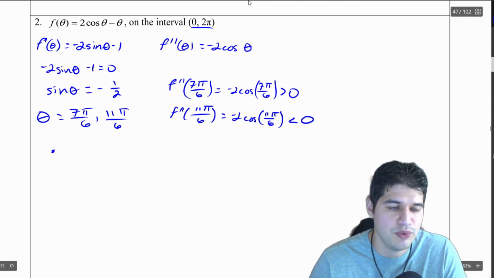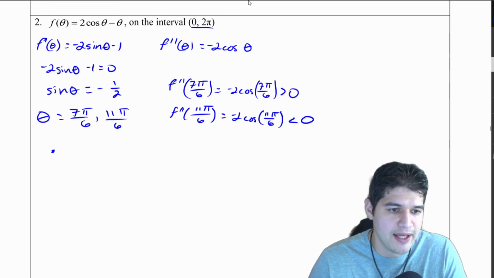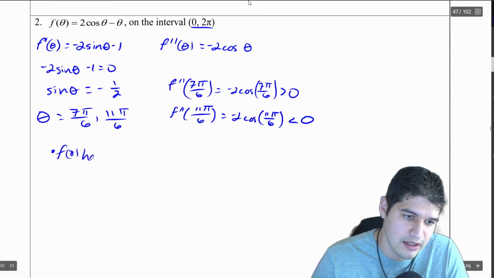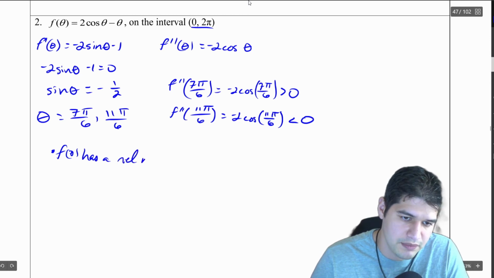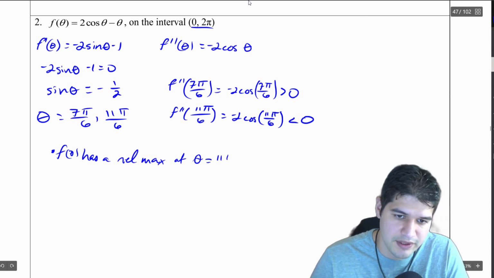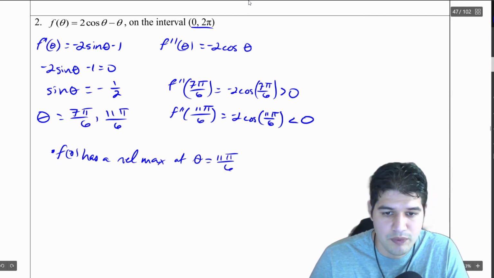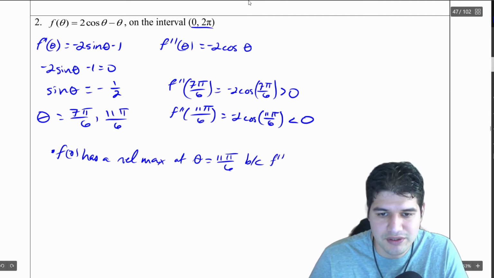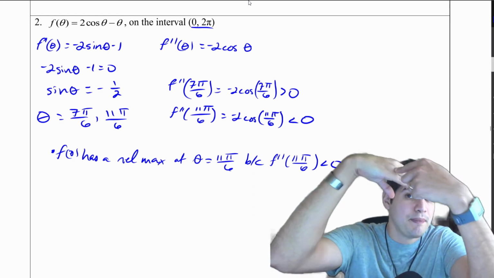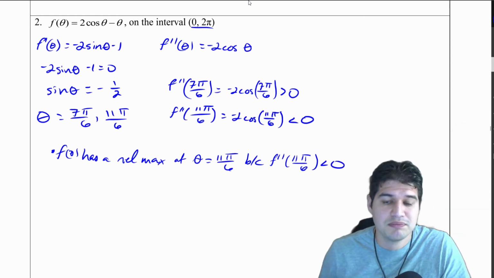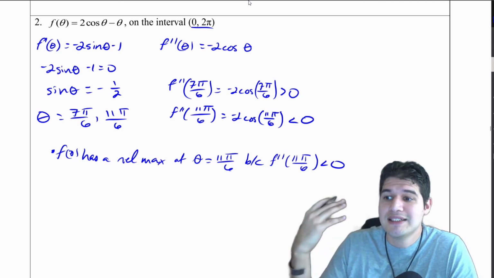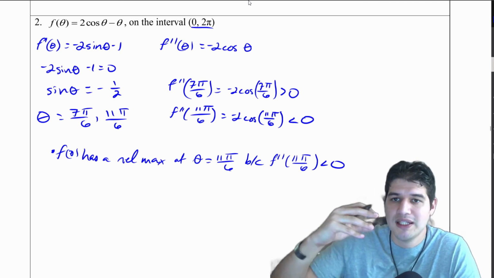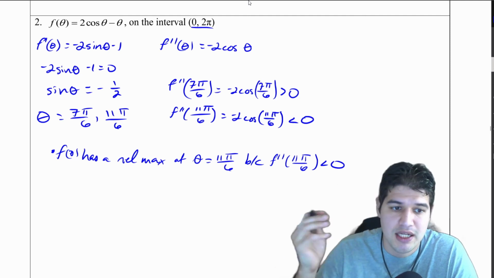So what conclusions do we make about f? Well, we know that f of theta has a relative max at theta equals 11 pi over 6. We know this because that second derivative at 11 pi over 6 is less than 0. So it's concave down, which means you've got a maximum that's at the top. So that's why we have the relative maximum. You want to think concave down, that doesn't mean you have a minimum, right? So you want to think about exactly what these things mean.